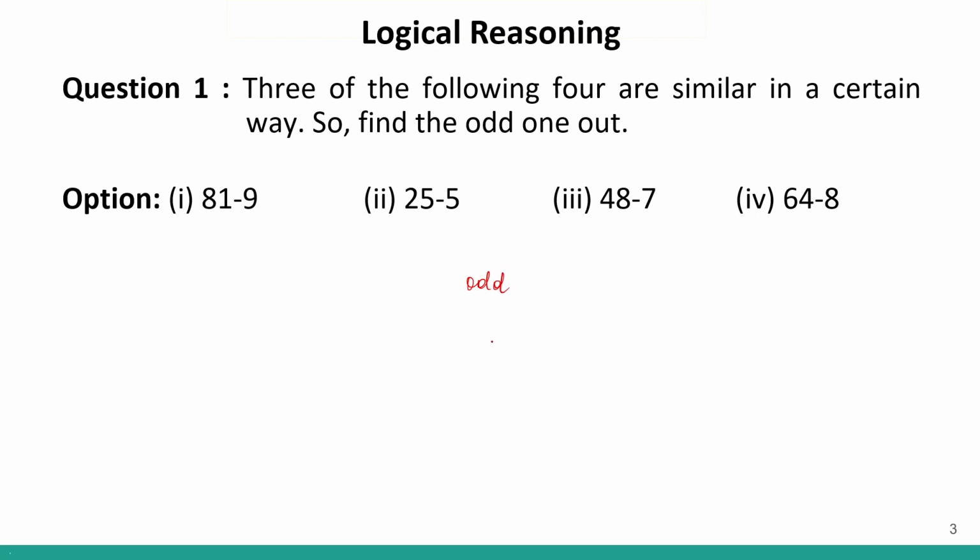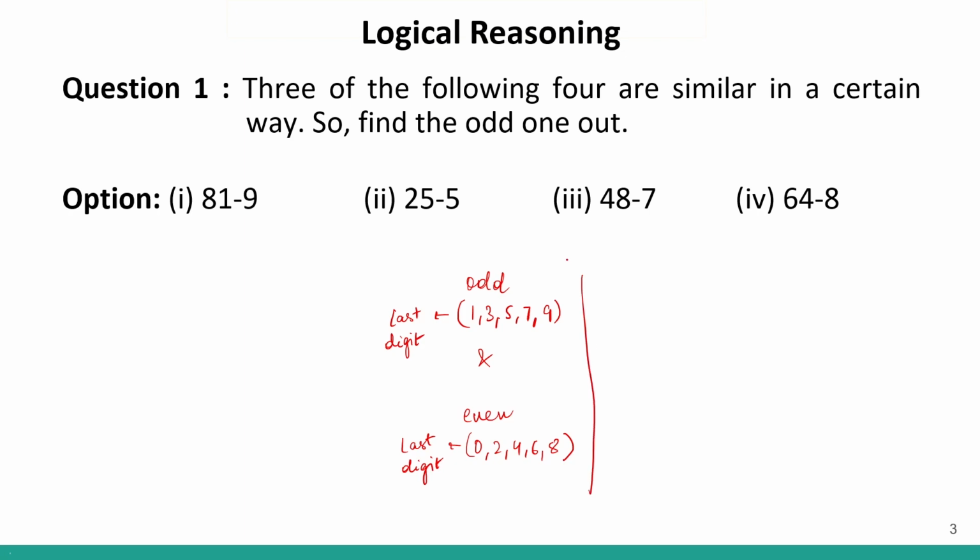You should know what are odd and even numbers. So, odd numbers are basically numbers that end with 1, 3, 5, 7, and 9. And even numbers are the ones that end with 0, 2, 4, 6, and 8. These are your even numbers, and this is your odd numbers. These are the last digit of a number. Correct? This you should know.